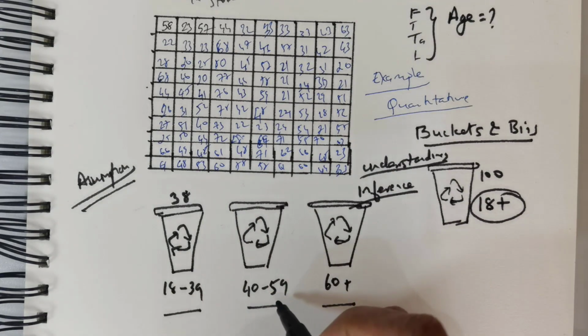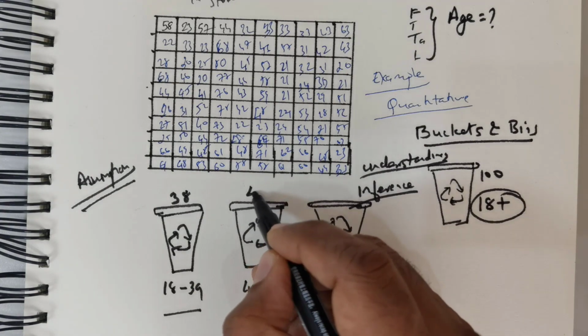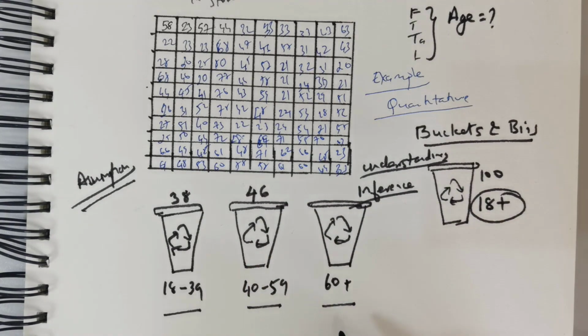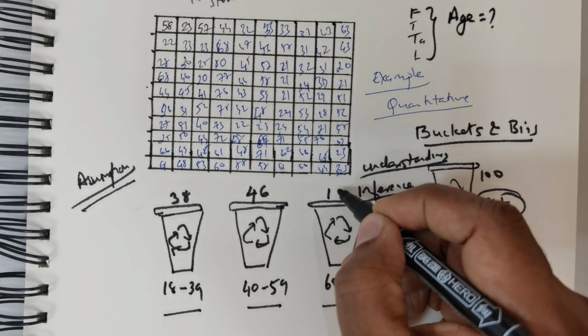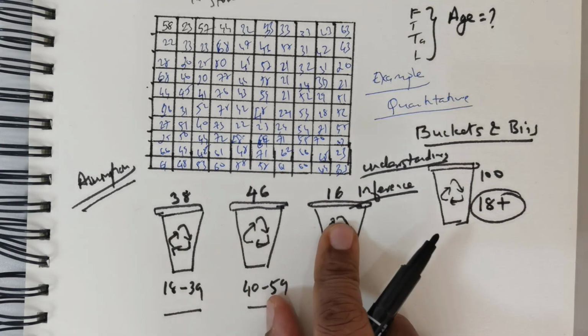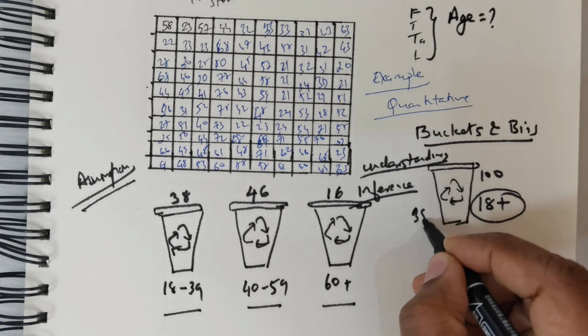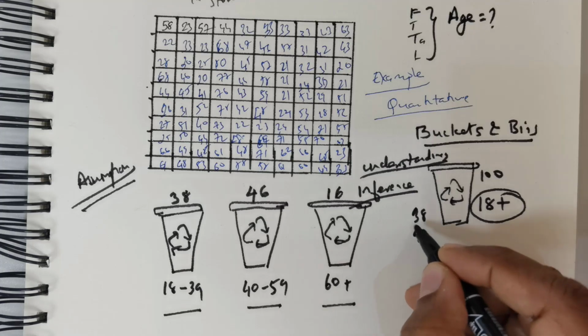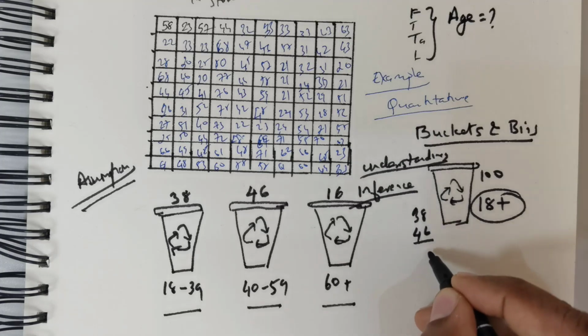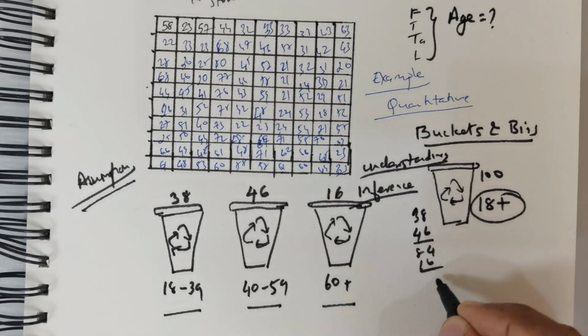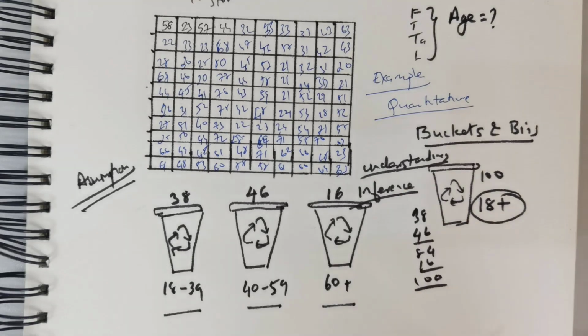Age group of 40 to 59. How many people are there between 40 to 59? That would be, say, 46 people. And 60 and above, say 16 people are there, right? So 38, 46, 16. First and foremost, I need to add these up: 38 and 46 is 84, and 84 plus 16 is 100. Okay, 100 people. It should add up to 100 people.